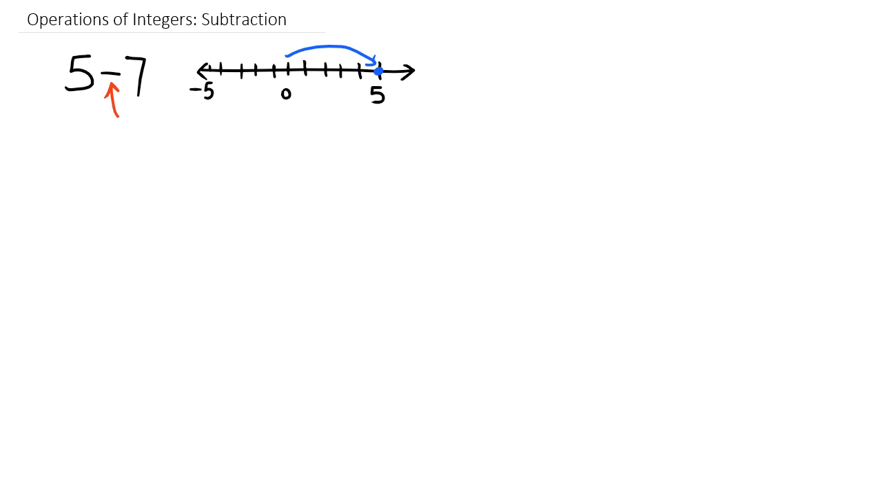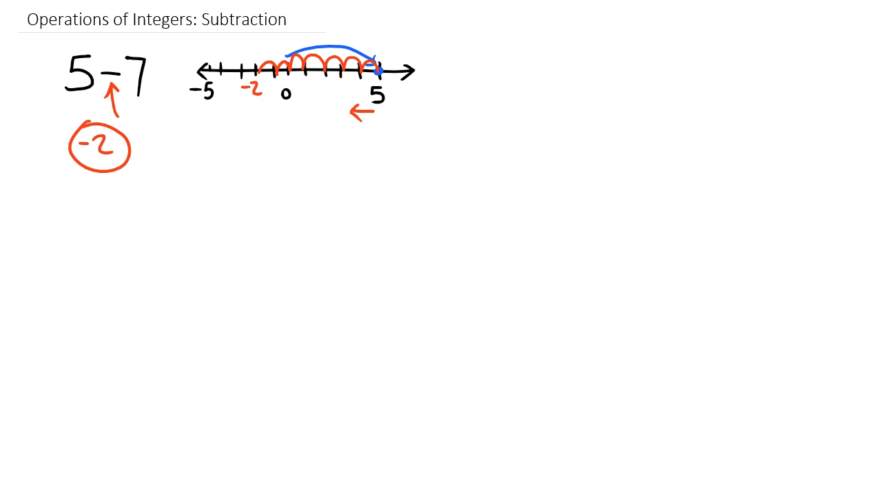So it says we move in the negative direction 7. So 1, 2, 3, 4, 5, 6, 7. So where we end is at -2. So 5 minus 7 is -2.